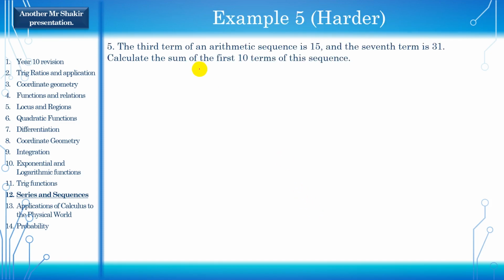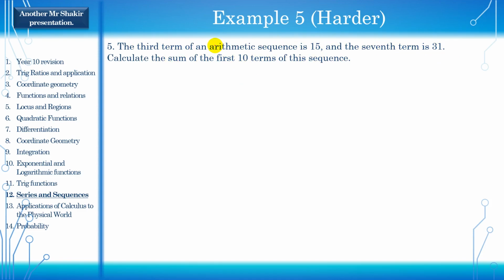Alright, so the third term of an arithmetic sequence is 15. The seventh term is 31. Calculate the sum of the first 10 terms of this sequence. So t of n, the third term. It's not the sum of the first 3 terms, it is the third term. So t of 3 is 15, t7 is 31, and we have to calculate the sum of the first 10 terms, so s10.